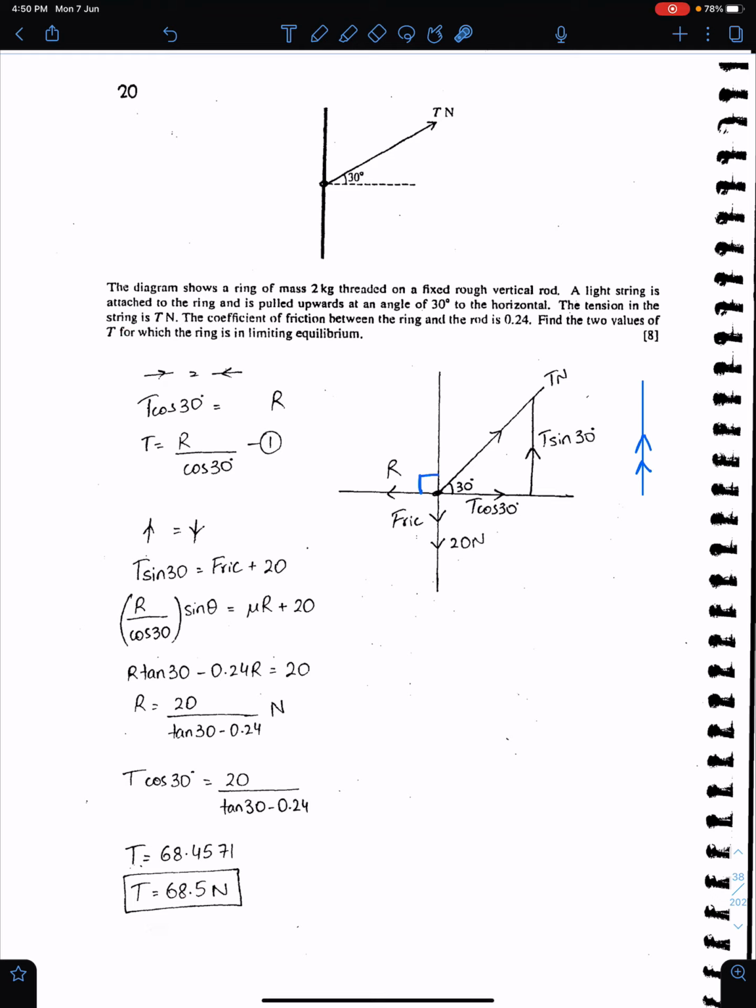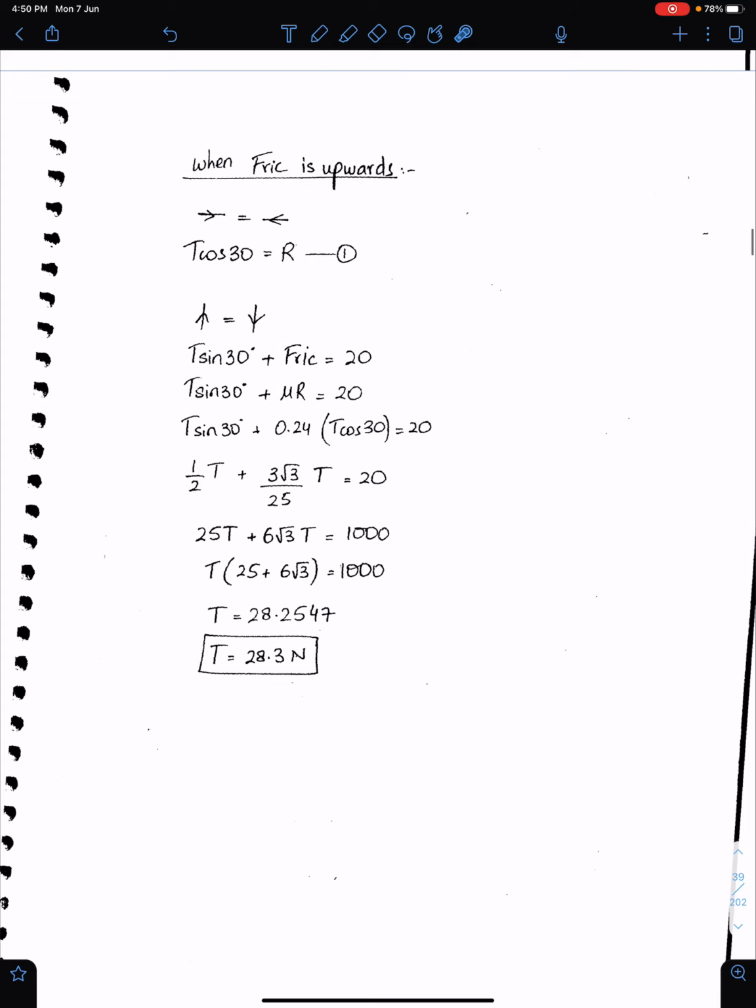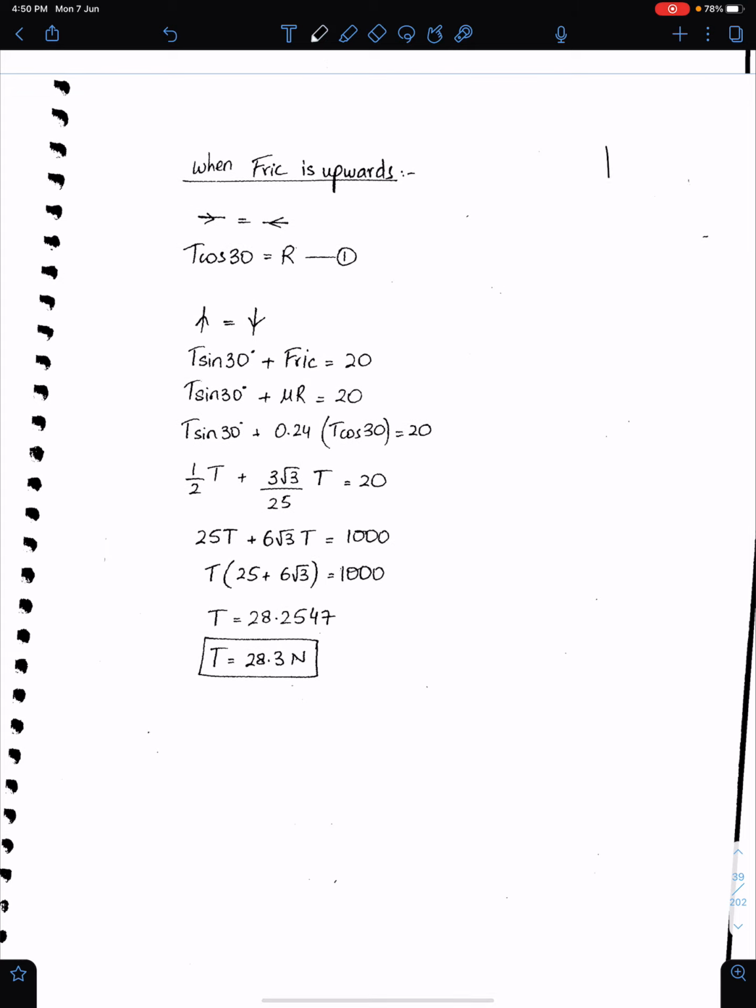Now we will consider this thing. The ring is about to move in downward direction. You just need to change the direction of friction in that situation. You just need to write friction here. Case 2. When friction is in upward direction, meaning the ring is about to move in downward direction.